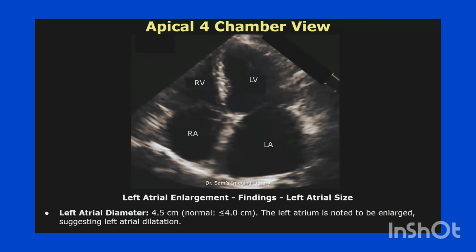The left atrial diameter is 4.5 centimeters, which is more than normal. The left atrium is noted to be enlarged, suggesting left atrial dilatation.